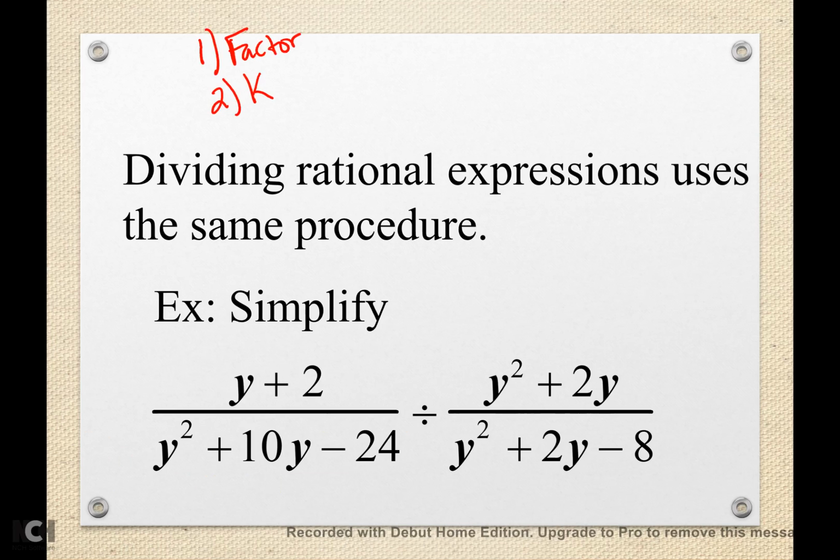Now, step 2 is actually going to be keep, change, flip. This only is for division, ladies and gentlemen. Step 3. Step 4, that's a 4 by the way. Step 4 will be to simplify again. We're always going to include our restrictions though.